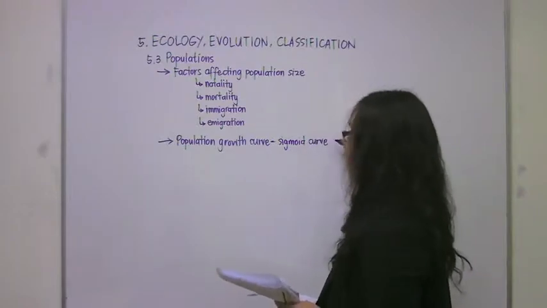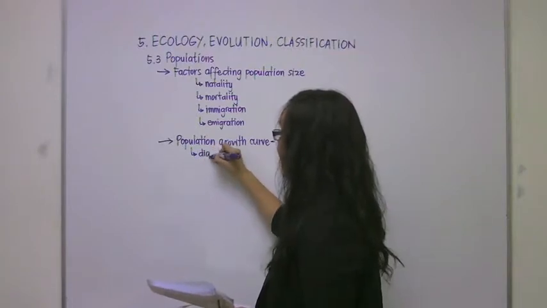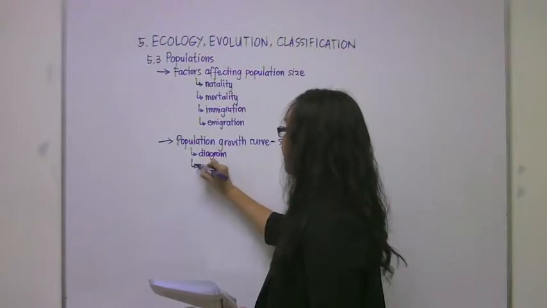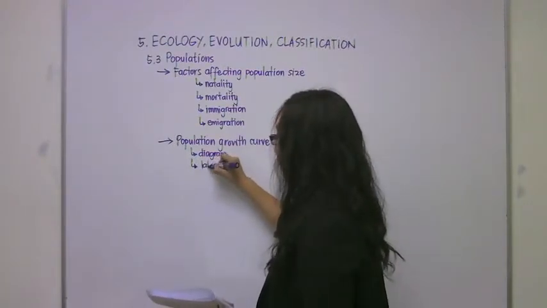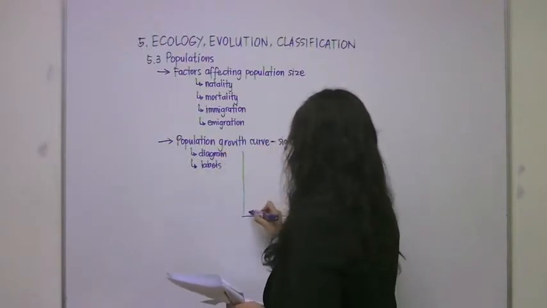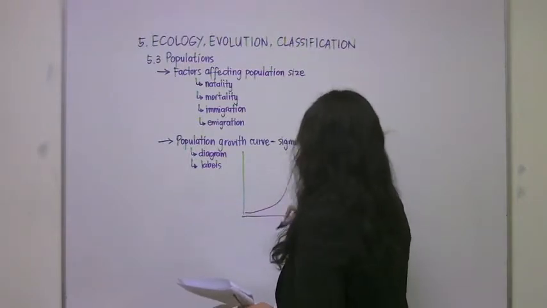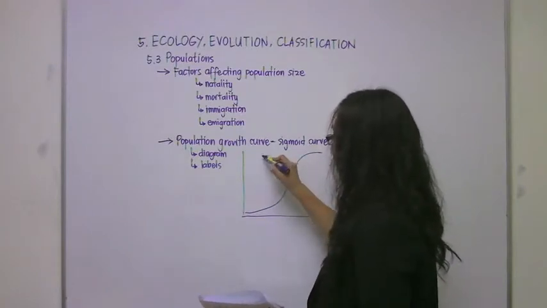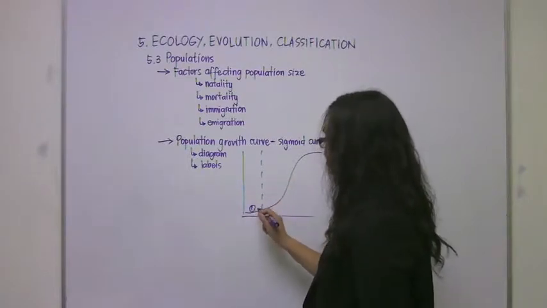certain factors. So first we have to provide a diagram for the population growth curve, and we have to label the parts in the population growth curve. For example, if we have this diagram, we actually see that this is an example of a sigmoid curve. So we have to make a diagram on what the representations are in this area.